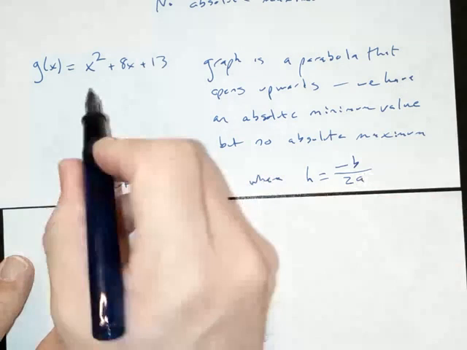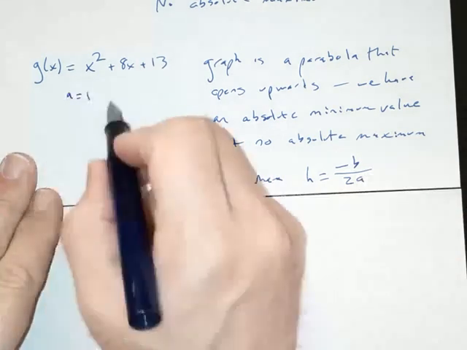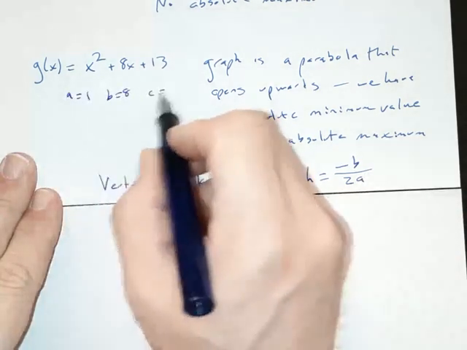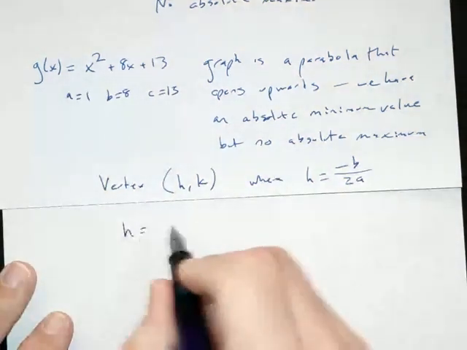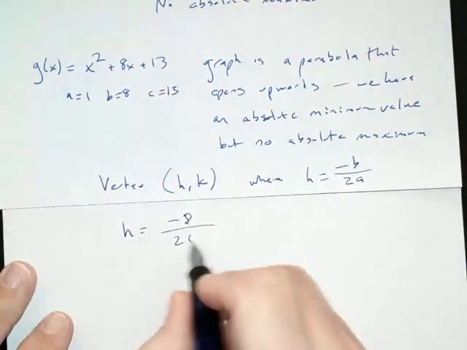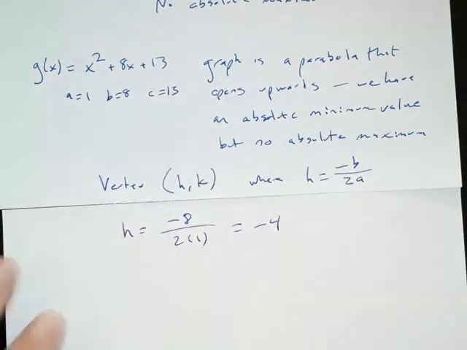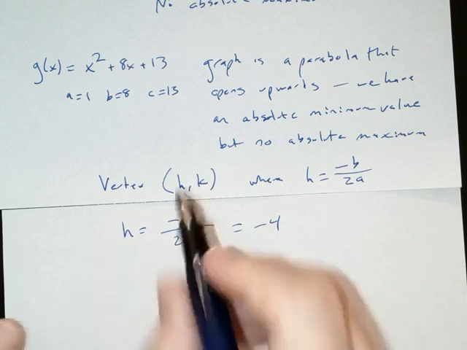Oh, so I can take these numbers. A is 1, B is 8, C is 13, and I can plug those in here. So there is where my minimum occurs. My minimum occurs when x is equal to negative 4. That does not tell me what the minimum value is. To get that, I need the corresponding y value.